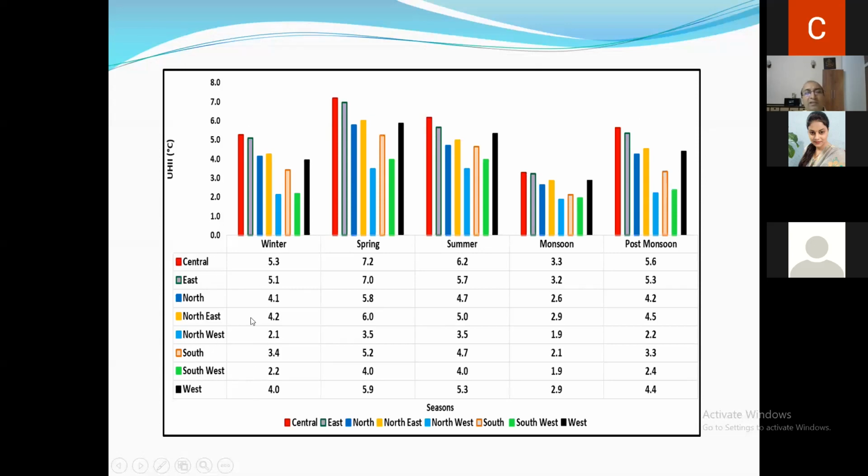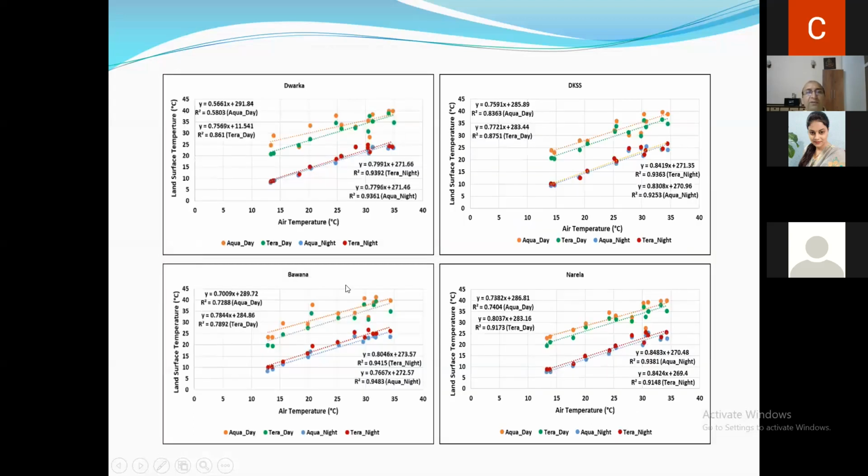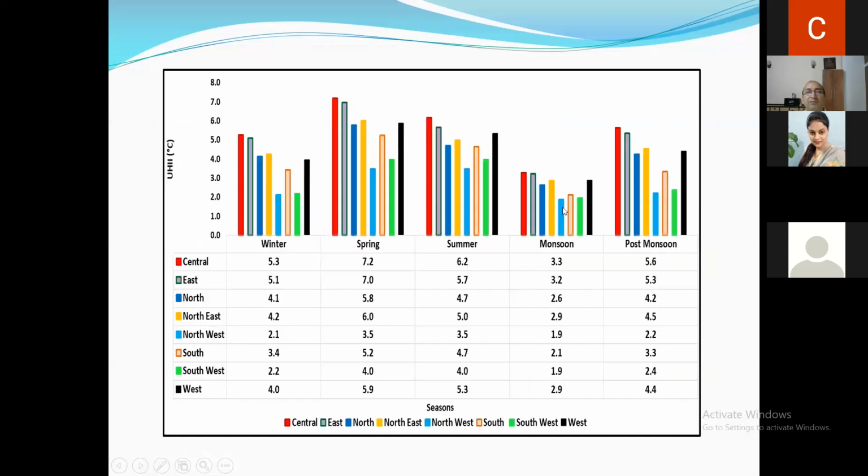So northwest and the southwest districts, if I go back to the previous slide, I think this is the southwest, and this is the northwest. So you see that these are the only two districts which still have rural areas, and lots of agricultural activities are still taking place in these districts, and hence you see the urban heat island intensity is much less in these districts, southwest and northwest of Delhi.